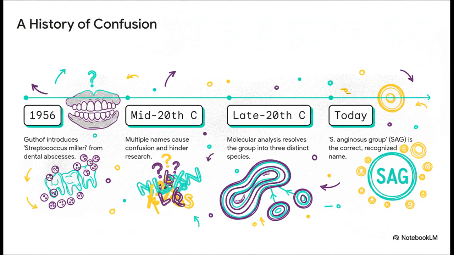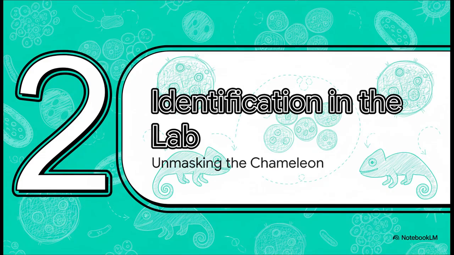It wasn't until modern molecular tools came onto the scene that we could finally, definitively, separate them out into the three distinct species we know today: Streptococcus anginosus, Streptococcus constellatus, and Streptococcus intermedius. All right, let's head over to the lab.